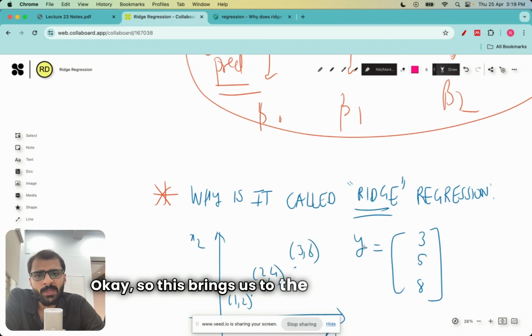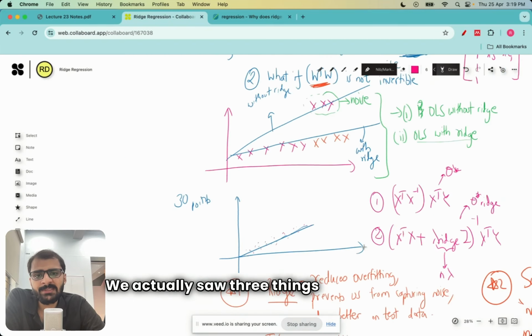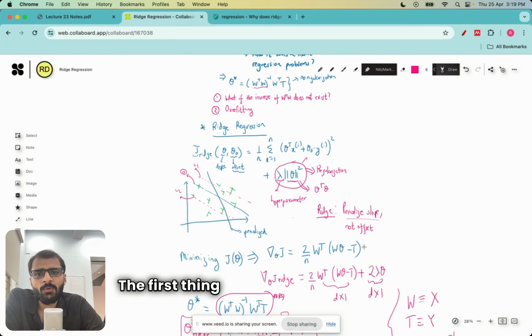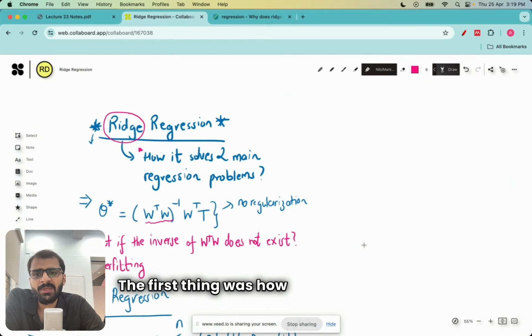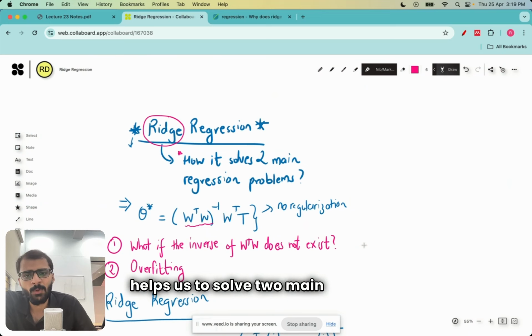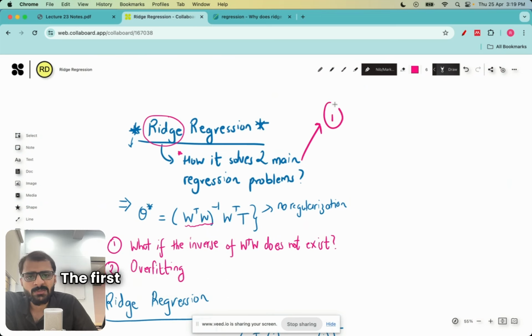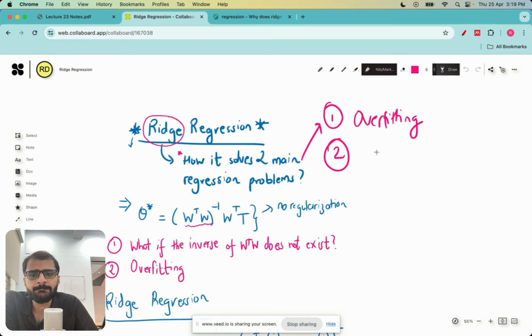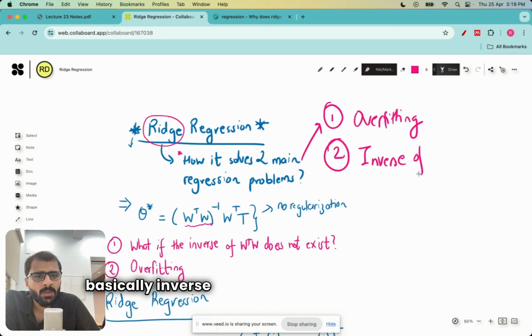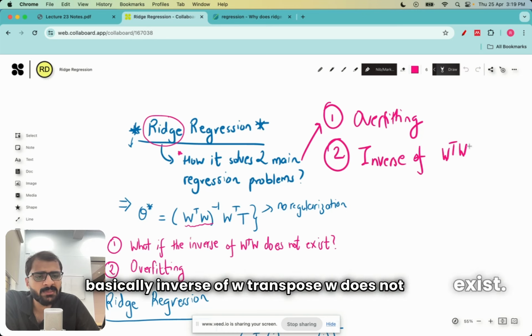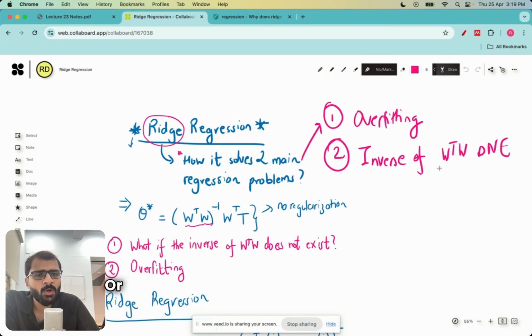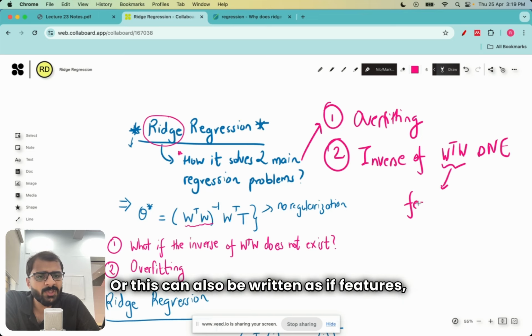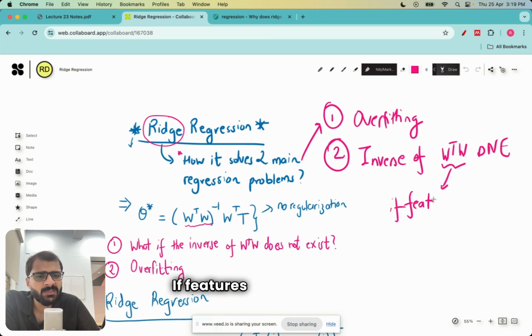Okay, so this brings us to the end of this lecture. We actually saw three things in this lecture. The first thing was how ridge regression helps us to solve two main problems. The first problem of overfitting, and the second problem of the inverse of W transpose W not existing. Or this can also be written as, if features are correlated.